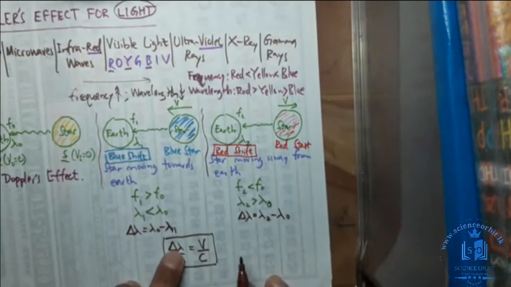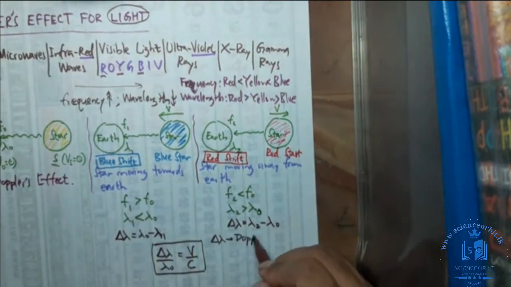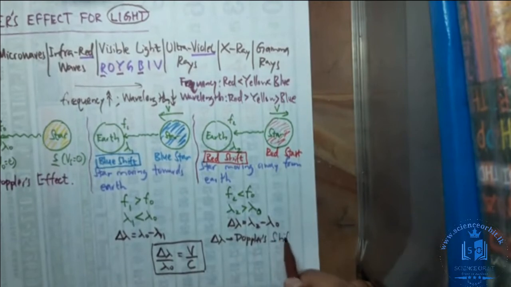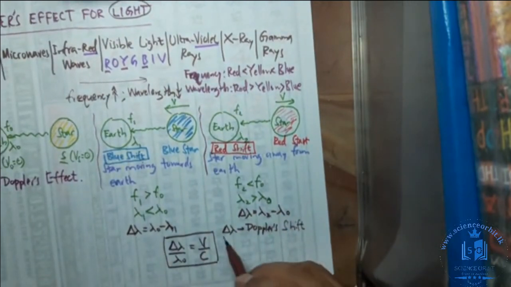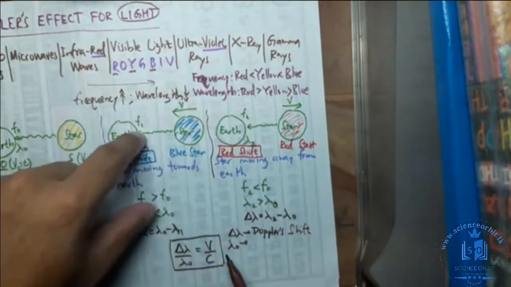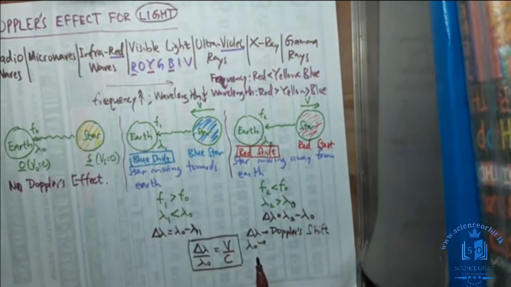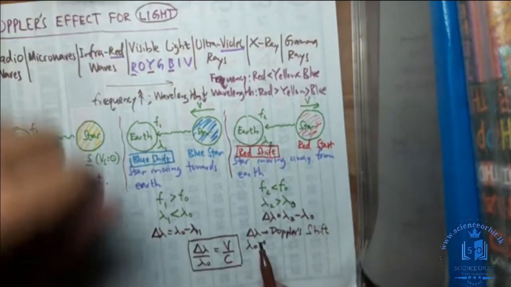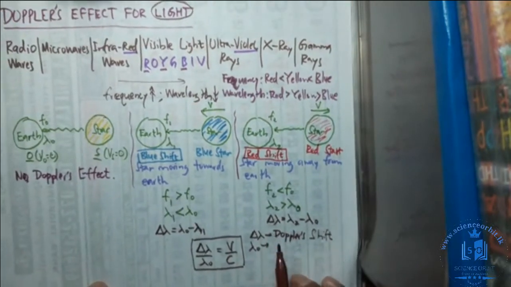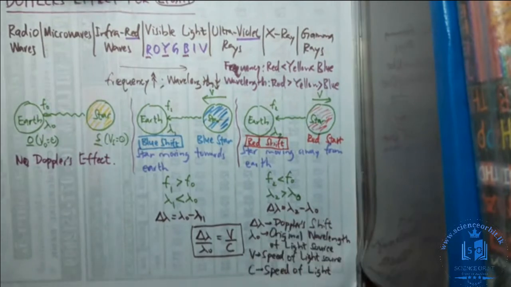Let's see. Now delta lambda is the change in wavelength, which we call Doppler's shift. That's the name we give it. And lambda naught is the original wavelength of the light source, v is the speed of the light source, the star at which it is moving, and c is the speed of light. Earlier in our Doppler effect equation, c was the speed of sound, but in this one we are talking about the Doppler effect for light, so c is going to be the speed of light, that is in vacuum 3 into 10 to the power 8 meters per second. I have defined the components here, right?